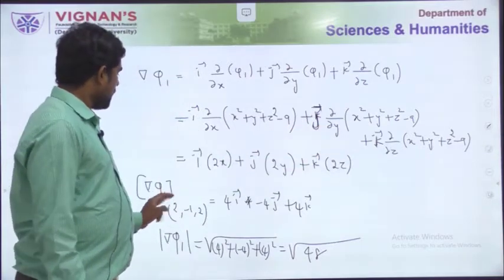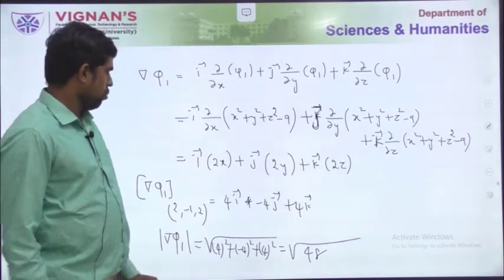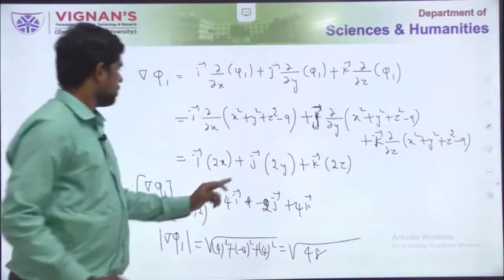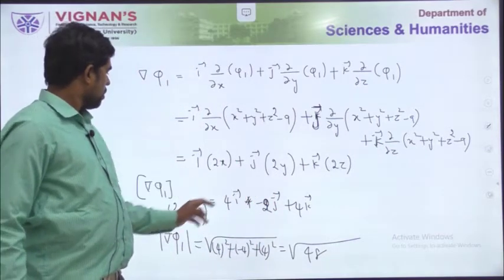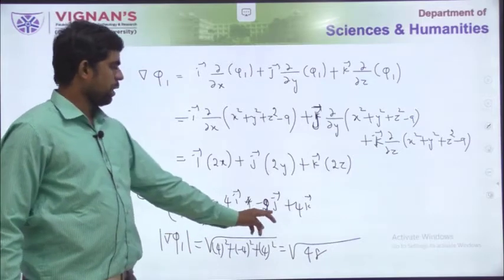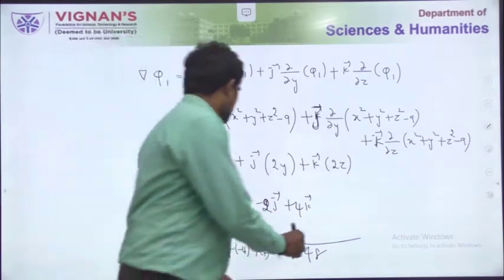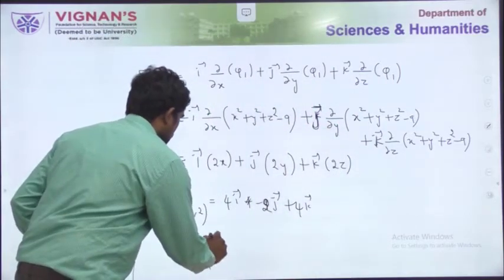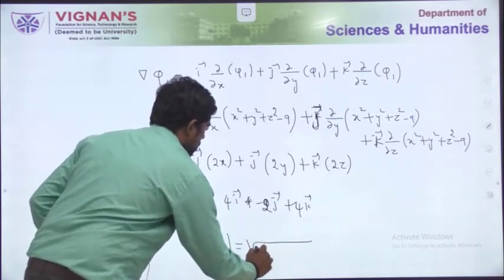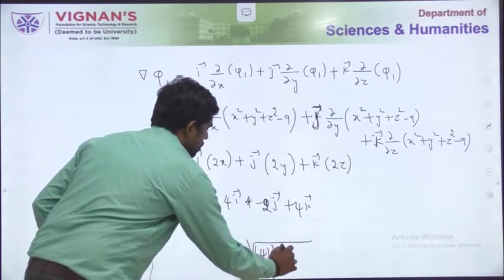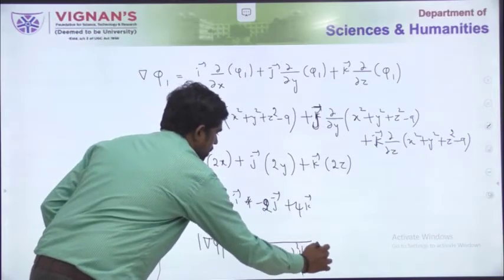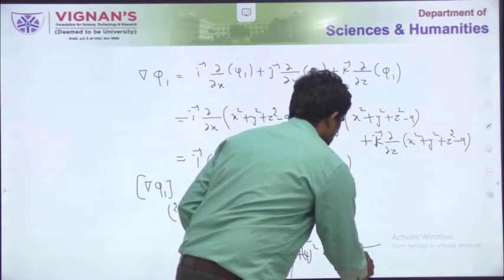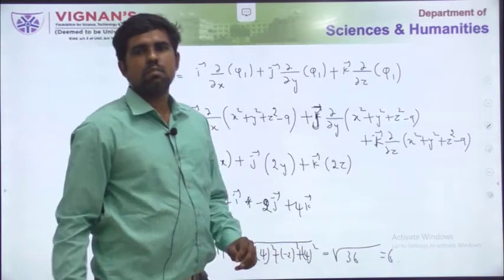Now I need del phi 1 at that point 2 comma minus 1 comma 2. So here 2 into 2 is 4, and substituting y equal to minus 1, 2 into minus 1 gives minus 2j, plus 4k. Then modulus of del phi 1 is equal to square root of 4 square plus minus 2 the whole square plus 4 square. So 16, 20, 36. You will get 6 as modulus of del phi 1.